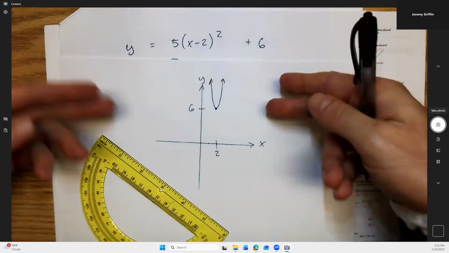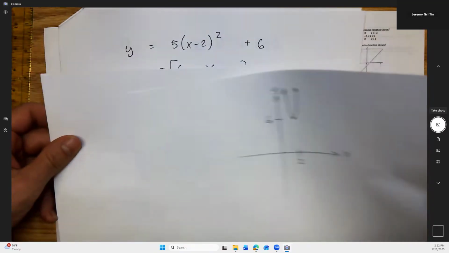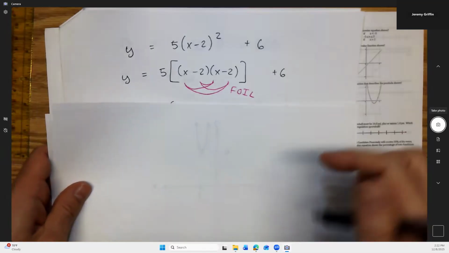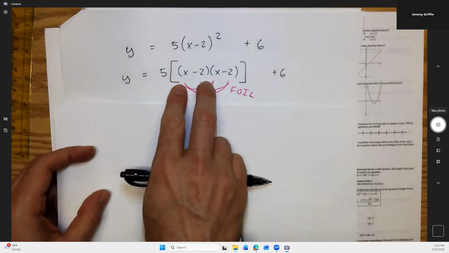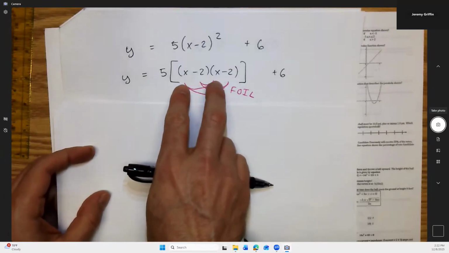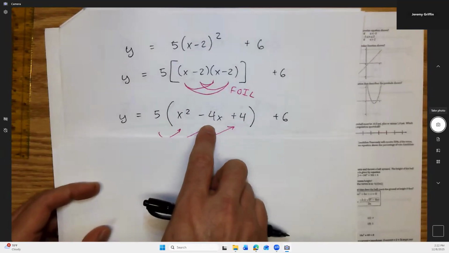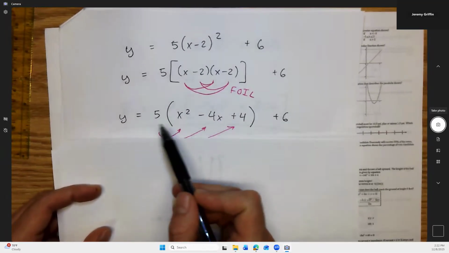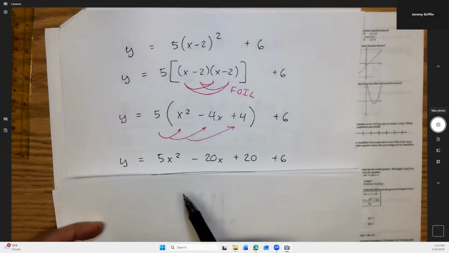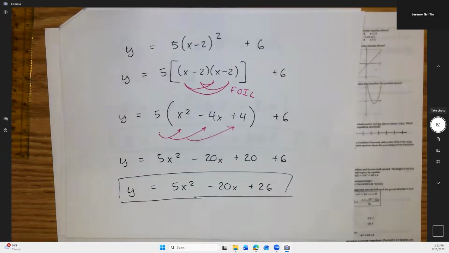In the vertex form, you can very quickly draw like that. But maybe you want standard form for some reason. So how do you do that? First thing I'm going to do is FOIL out this x minus 2 bit. First, outside, inside, last. You got that? So we get x squared, negative 2x and negative 2x makes negative 4x, and negative 2 times negative 2 is positive 4. Then I distribute this 5. And then finally combine like terms. This 20 and 6 I can pull together is 26. That's the whole thing.